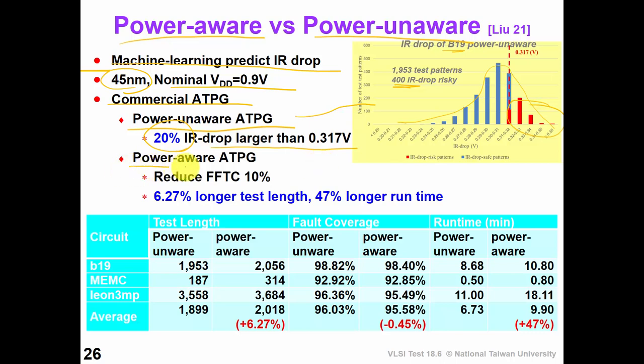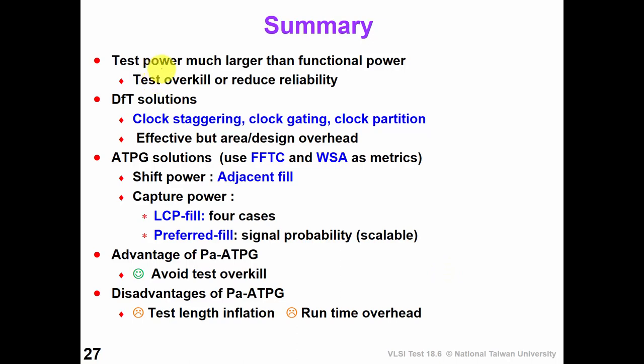If we use power aware ATPG and reduce FFTC by 10%, we can see that the test length of power aware ATPG is 6.2% longer than power unaware ATPG pattern. And the runtime is 47% longer. So, in summary, test power is much larger than functional power. So, we can suffer from test overkill or reduce our reliability.